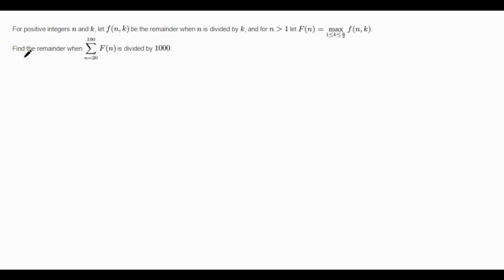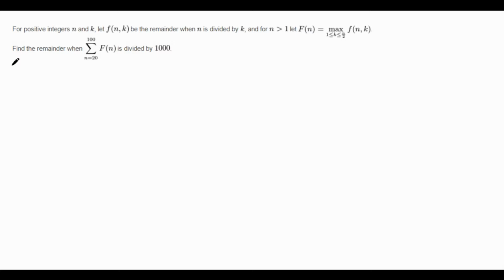For positive integers n and k, let f(n, k) be the remainder when n is divided by k. And for n greater than 1, let F(n) equal the maximum, when k ranges from 1 to n/2, of f(n, k). Find the remainder when the sum from n equals 20 to 100 of F(n) is divided by 100.